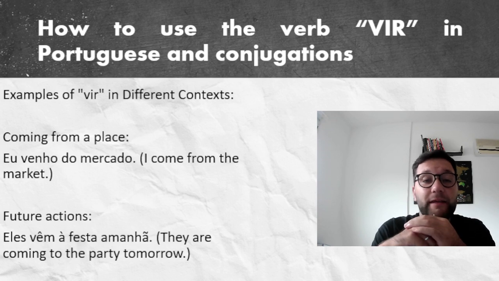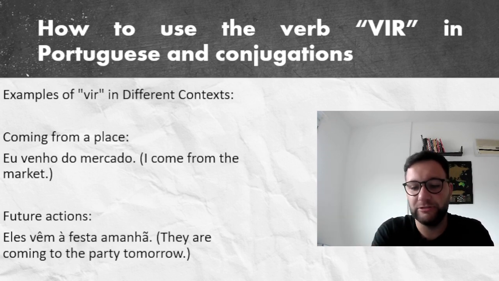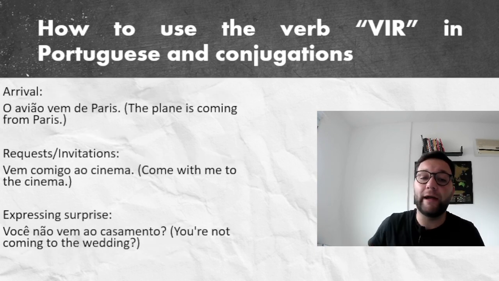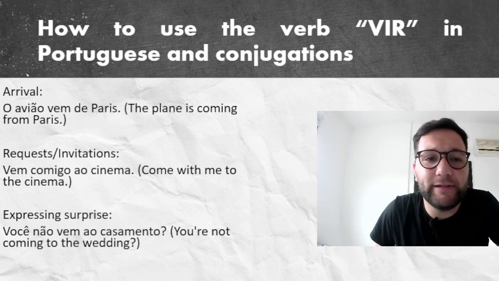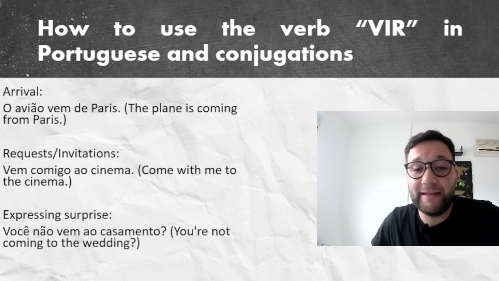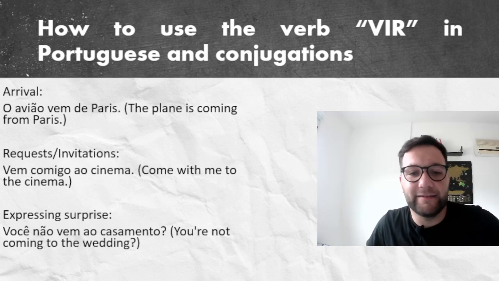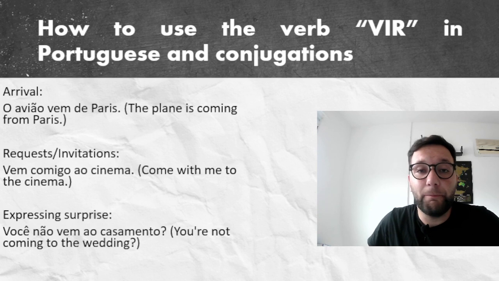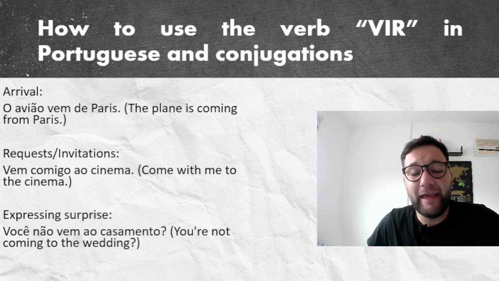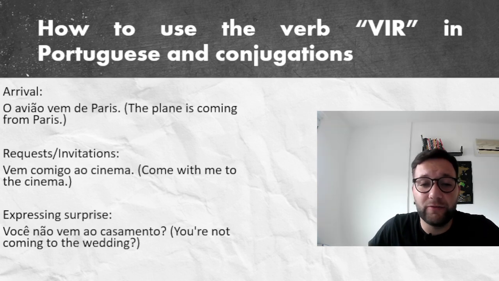Also, we use it for future actions, like eles vêm à festa amanhã. They are coming to the party tomorrow. The same idea as in English, okay? For future actions. Also, for arrival. The idea is very similar to English, but we use it in Portuguese too. Like, the plane is coming. O avião vem de Paris. The plane is coming from Paris. Ele vem do Brasil. He comes from Brazil, or he's coming from Brazil.